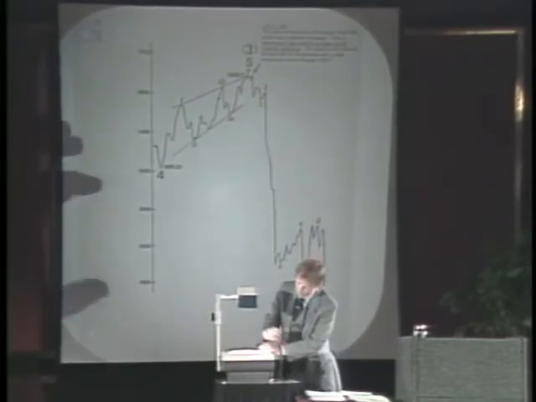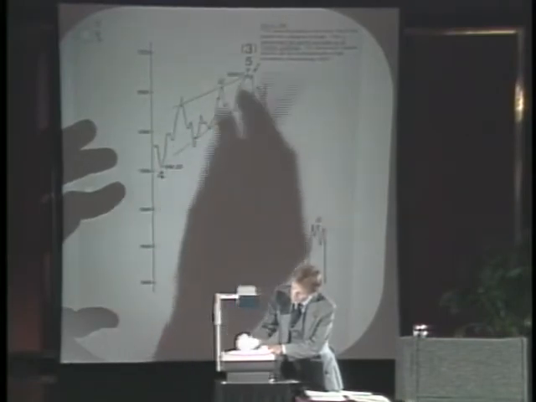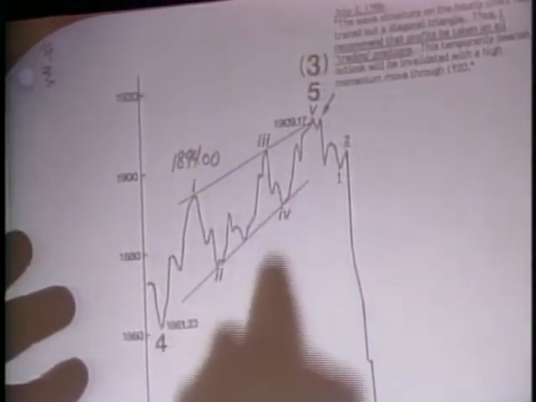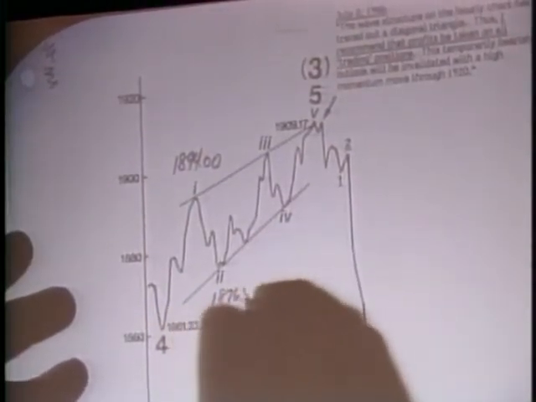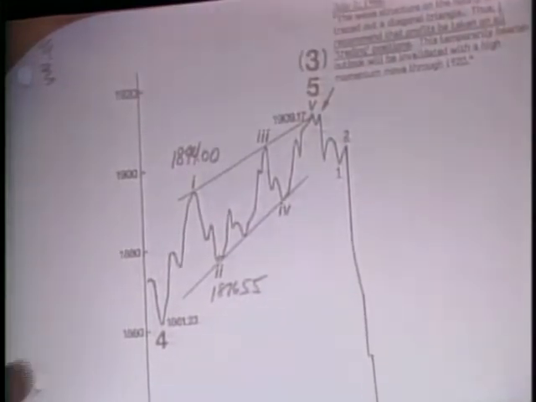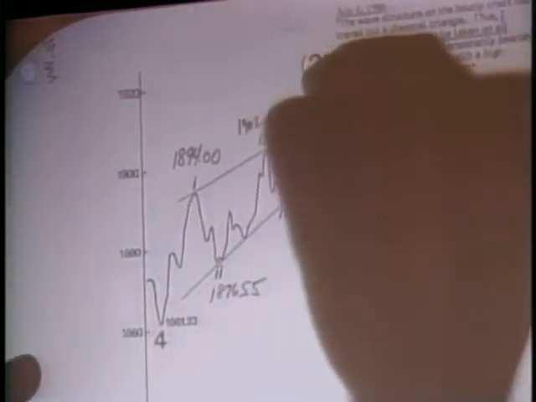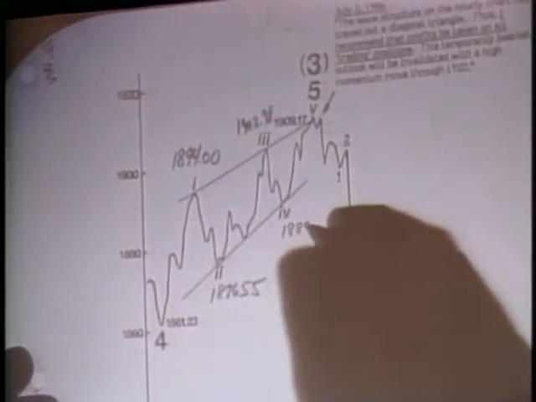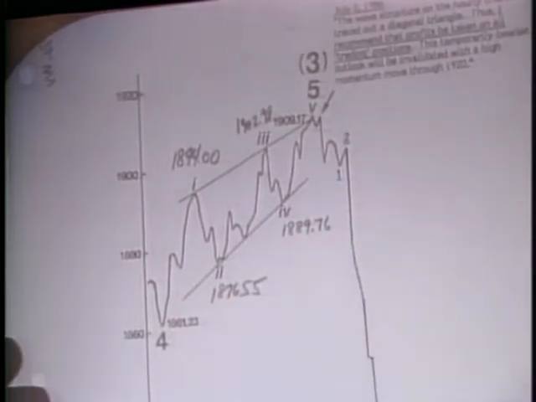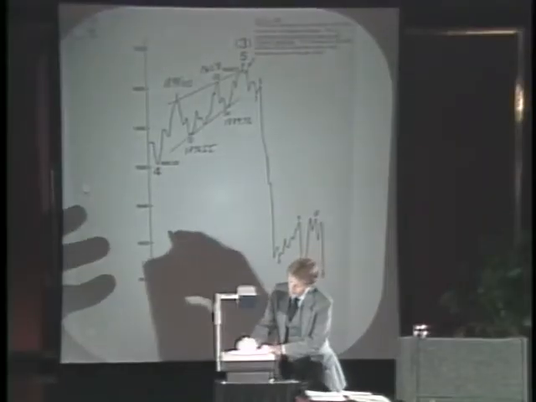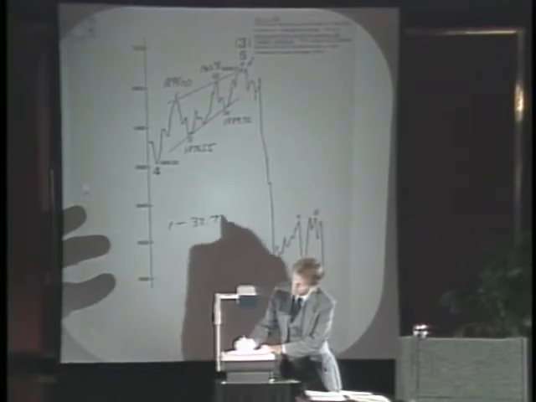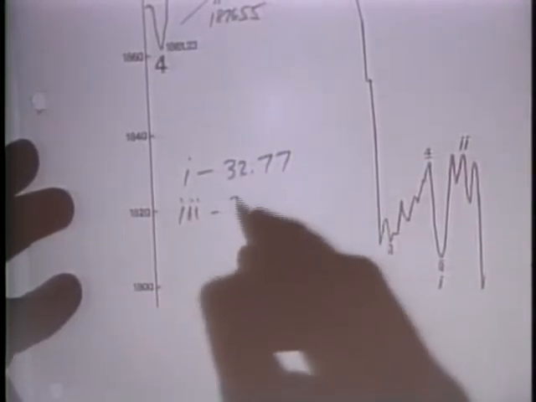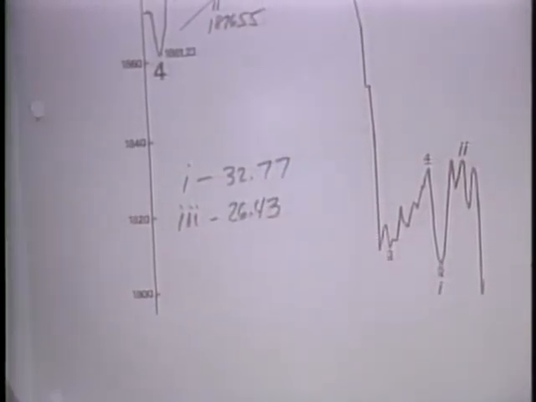Let me show you some price points. The peak of wave 1 within the diagonal is 1894. These are hourly. The low of wave 2 is 1876.55. The peak at 3 is 1902.98. And the low of wave 4 is 1889.76. And what that means is that wave 1 was 32.77 points. Wave 3 was 26.43 points.